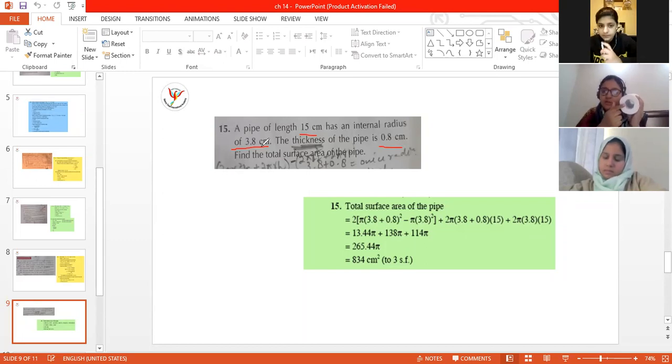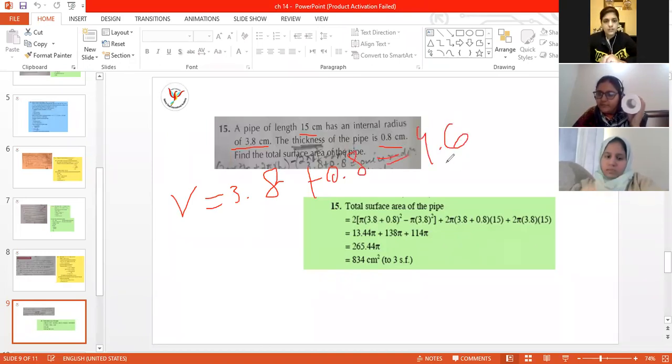Then what will be the total radius? By adding this thickness and 3.8. 3.8 plus 0.8, this will be its total radius. So radius is equal to 3.8 plus 0.8. It will become 4.6. Is this clear? If you have any question, okay, fine.